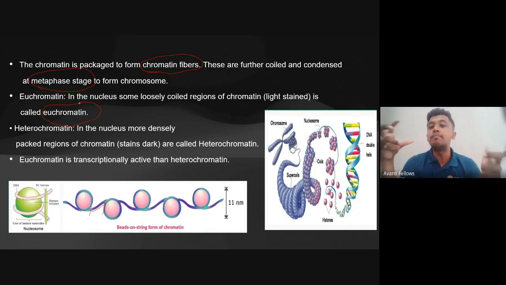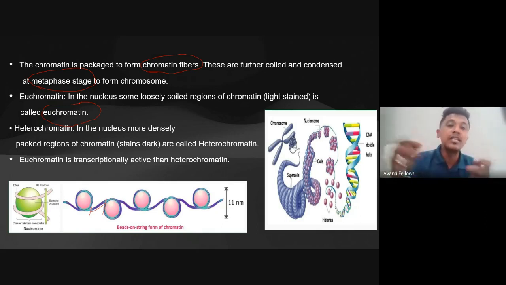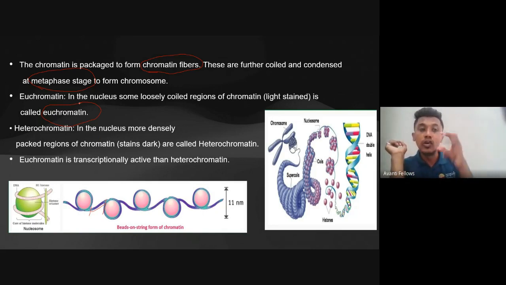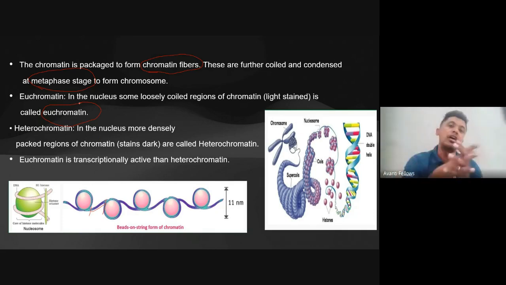Since they are loosely packed and quite active, they're very, very active regions. That is why they're loosely packed, and that is why they get their light color. The reason is very simple: they participate very actively in passing down this genetic information. They guide your cell to prepare proteins. They create mRNA. Are you understanding? All cellular functions are controlled by this euchromatin region.